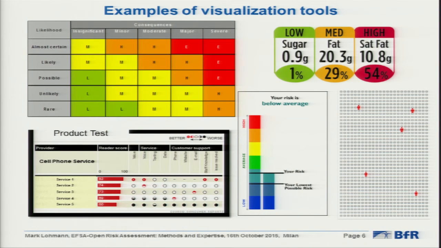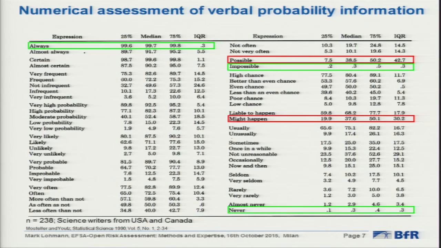But nevertheless, such probability terminologies are used, and the question is how to define these terminologies. That's why we analyzed several studies which made the attempt to transfer verbal probability information onto numerical scales. In the study here, 238 science writers from USA and Canada were asked to transform 52 verbal probability information onto a percentage scale. This represents all studies we found in this area.